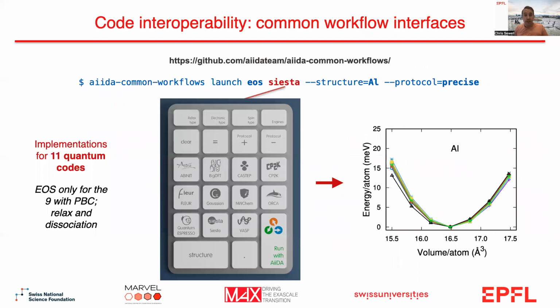The key idea is that, let's say I want to compute a material property, then now it is possible to just run this command line at the top. I ask the AiiDA Common Workflow tool to launch an equation of state computation with, say, the siesta code on the aluminium crystal structure. Then we have a protocol to dictate the choice of numerical parameters, which hopefully, for precise, gives some kind of relatively high level of accuracy.